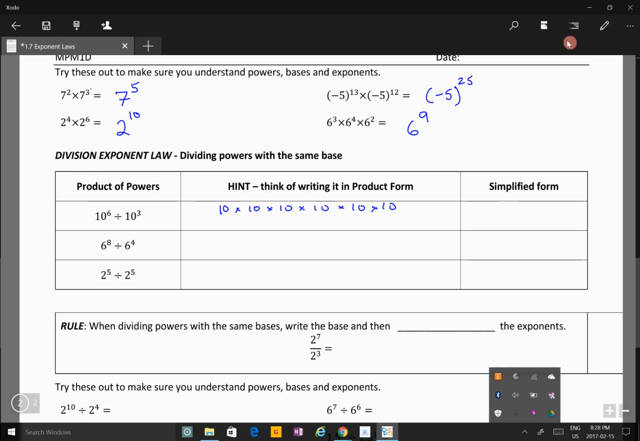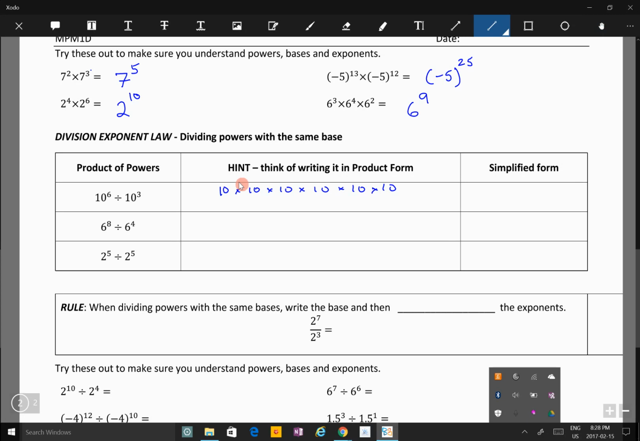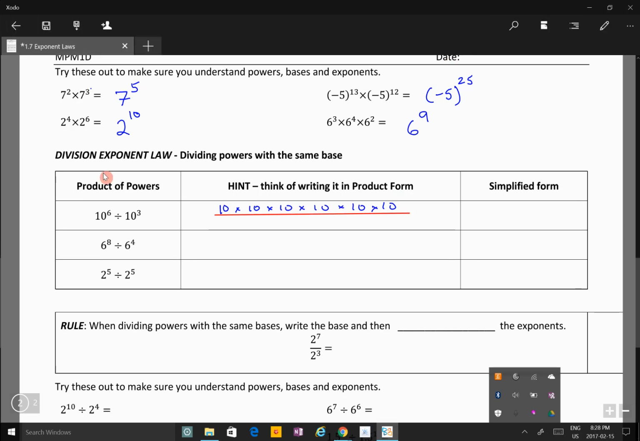Now I'm going to divide, which means I need to put a division line in there, like that. And on the bottom, I'm going to write 10 to the power of 3 in expanded form. So 10 times 10 times 10.